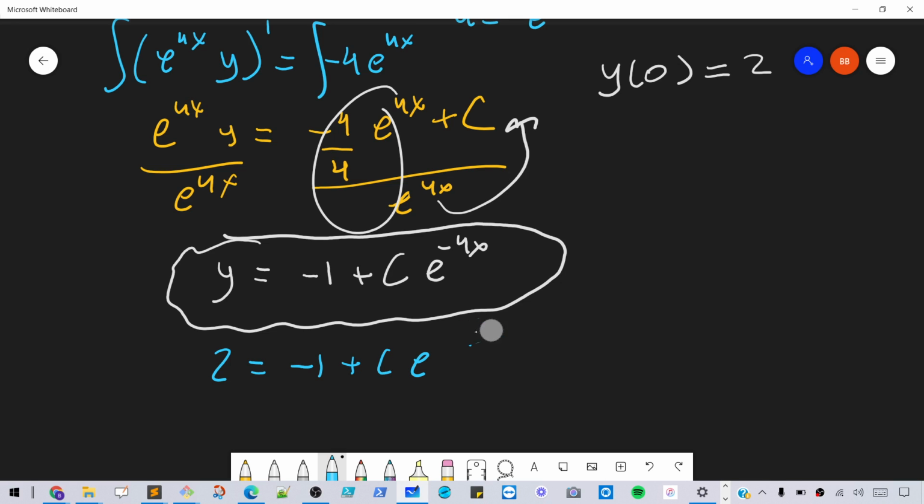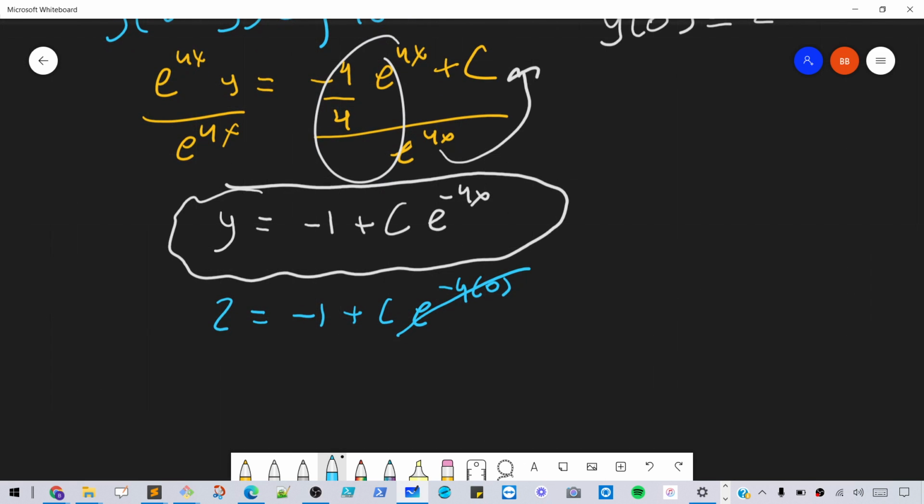Minus 4 times 0. But then e to the 0 basically is just 1. So we end up with minus 1 plus c equals 2. We'll add a 1 on both sides, and we end up with c equals 3. So pretty easy to go to the initial condition problems. Then we can just rewrite this whole thing. We now have our value for c, so we'll write it as y equals -1 plus 3 e to the minus 4x. And we're done.